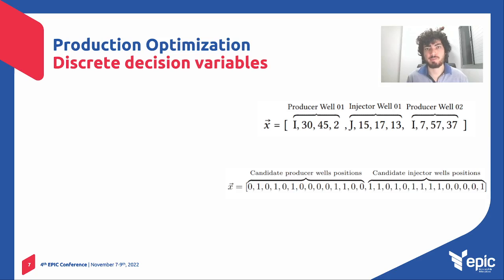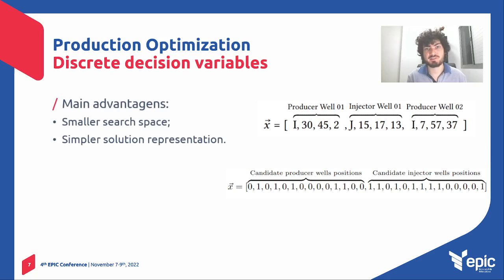Another solution representation with discrete decision variables is a binary solution representation like this. We can work with candidate well positions, producers and injectors, and this binary solution represents if that candidate well position will be present, the 1, or absent, 0, in that particular solution.